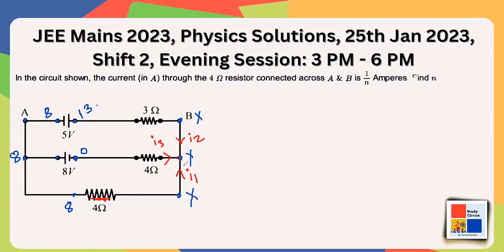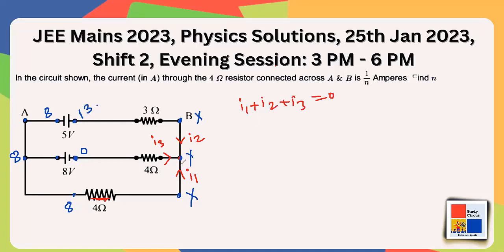So all the currents are coming to the same junction. The current doesn't accumulate at any junction. Whatever current is coming at a junction has to go away also. But since I am assuming that all the current is coming to that junction, the sum has to be 0. That means I1 plus I2 plus I3 has to be 0.